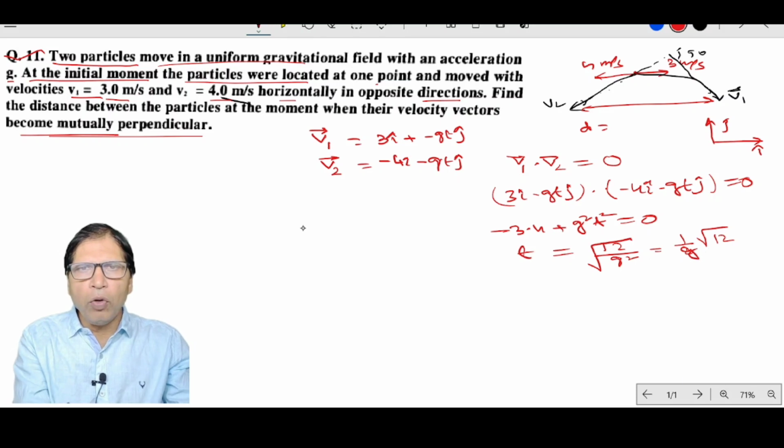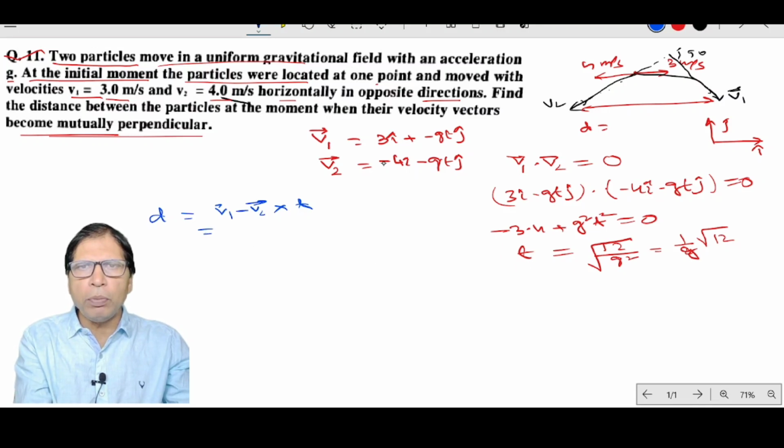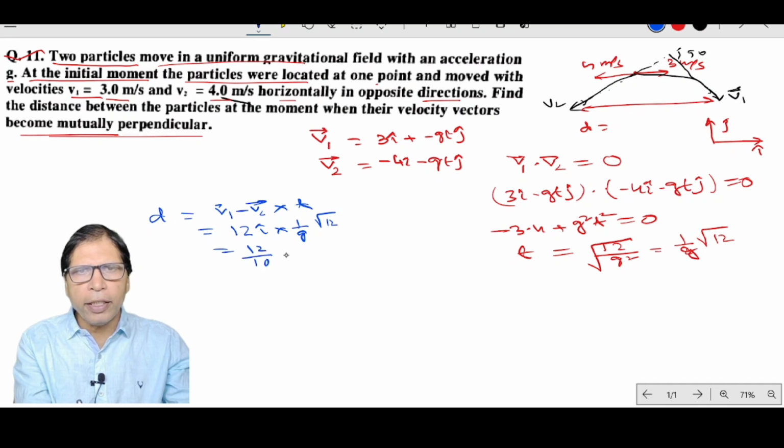No problem. Now the distance between them, d, equals v1 vector minus v2 vector into time. Time is root under 12 by g. So v1 vector minus v2 vector is 3 i cap minus 4 j cap, which gives 12 i cap, into time. Time is 1 by g into root 12. So here, 12 by 10 into root under 12 into i cap.